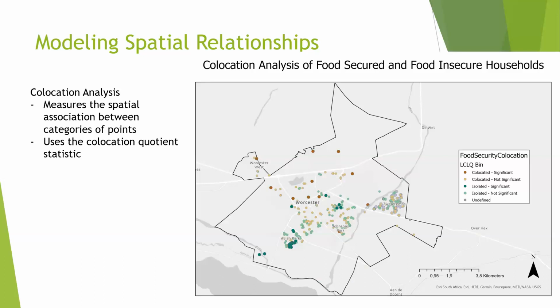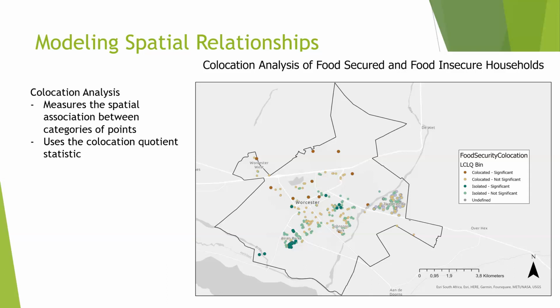Now let's look at modeling, and so looking at relationships. The co-location analysis is a great tool if you want to measure any kind of spatial association between two categories of points. This analysis uses the co-location quotient statistic. And here I wanted to look at the relationship: is there a co-location between food insecure households and food insecure households? Is it co-located? Is it more isolated? And we can also determine the significance of that.